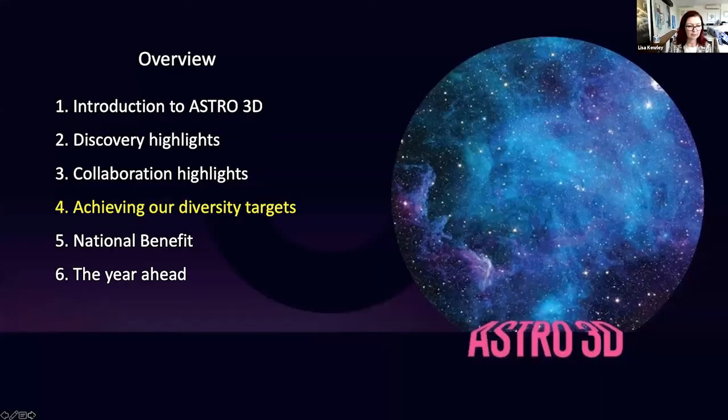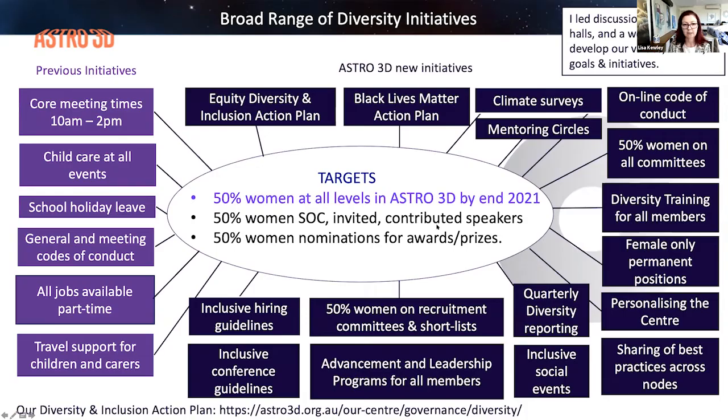Now I'm going to talk about achieving our diversity targets, because we're about to hit our 50-50 target, which is fantastic. Our target at the beginning of the centre, which we put in our ASTRO 3D proposal, was 50-50 men and women at all levels by the end of 2021. And we introduced a range of new initiatives shown here in black in order to help achieve this. These initiatives are really aimed at both recruitment as well as retention and building an inclusive and positive atmosphere.